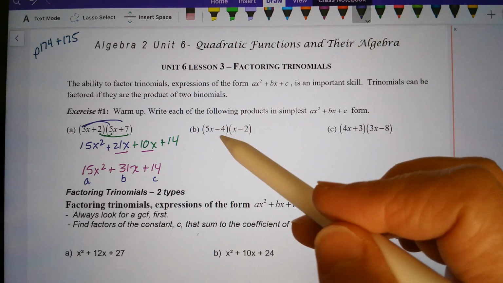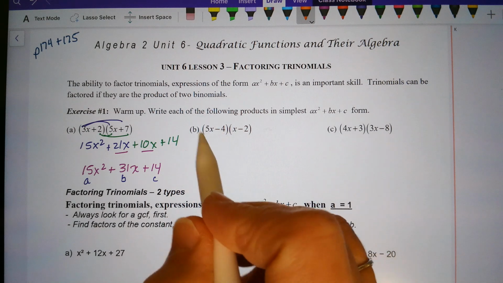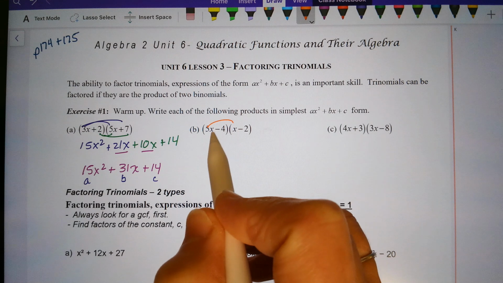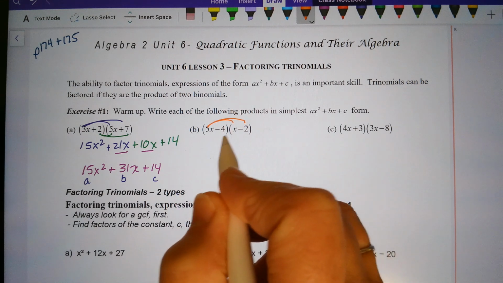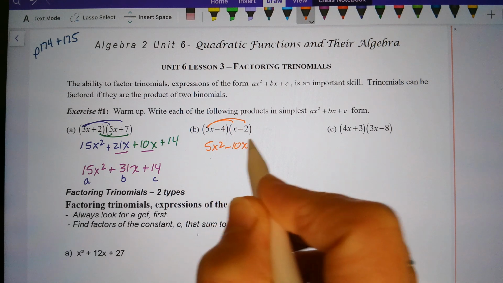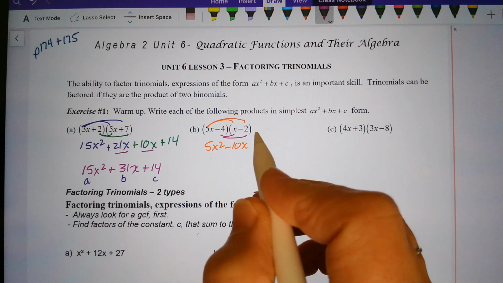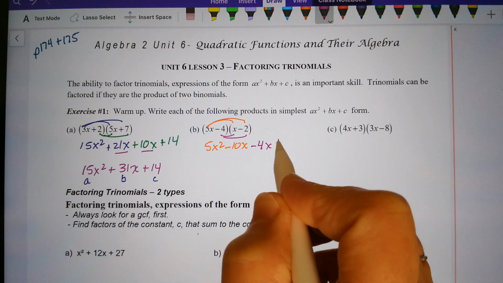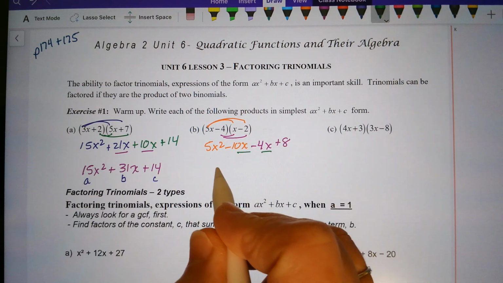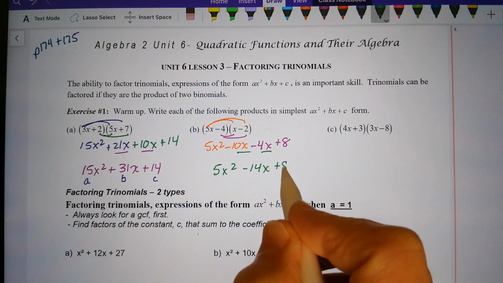Multiplying 5x minus 4 times x minus 2. Again, it's a double distribution. I'm going to take 5x times x and then 5x times negative 2. 5x times x is 5x squared. 5x times negative 2 is negative 10x. Negative 4 times x and negative 4 times negative 2. Negative 4x plus 8. And then combining like terms, 5x squared minus 14x plus 8.